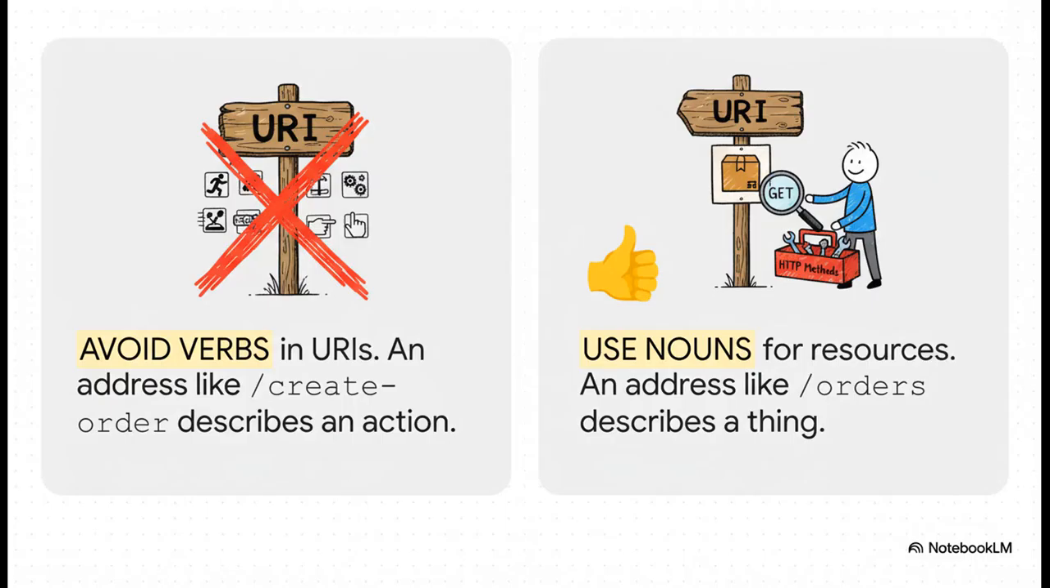Okay, so here's the #1 rule, and this is a big one. Your resource addresses, those URIs, should always be nouns. You should never see verbs like create or get in the path itself. And why is that? It's simple, really. The action, the verb, is already taken care of by the HTTP method we're going to use.